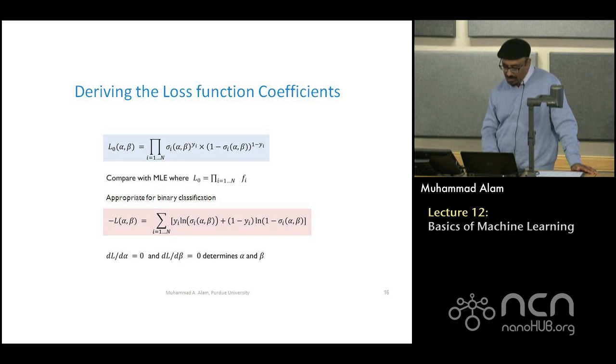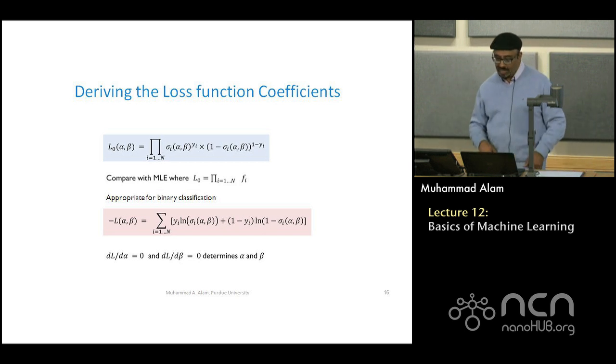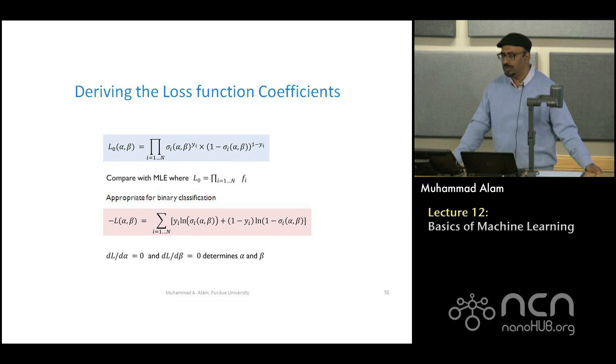If you take a log, this is what is minimized actually. You can see that yi log of sigma of this, and that becomes so. This is really the error function that they minimize, and the output would be the same. Output will again be alpha and beta. This will be exactly the same answer.